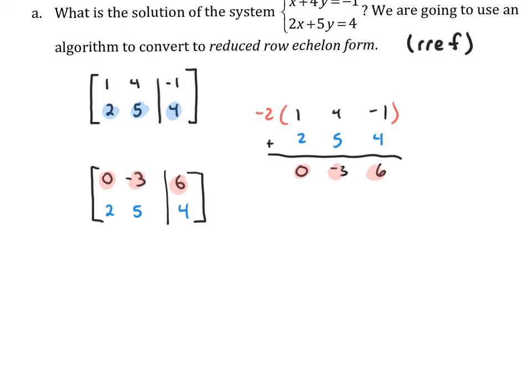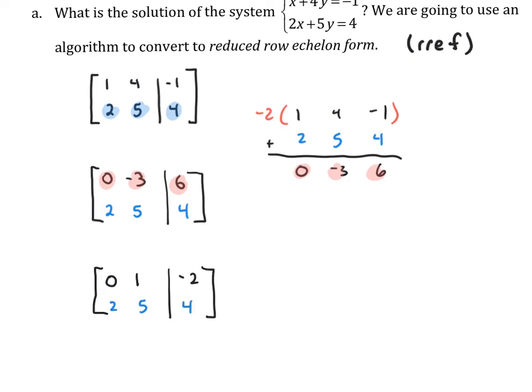Okay, now the next thing I want to do is, now that I have a 0 here, I want to get just 1x. So how do I do that? Well, if I multiply this by a -1/3, I have to repeat that all over the place. So let me multiply that by a -1/3. I get a 0, I get a +1, and -1/3 gives me a -2 there. And notice the 2, 5, 4 is going to stay the same.